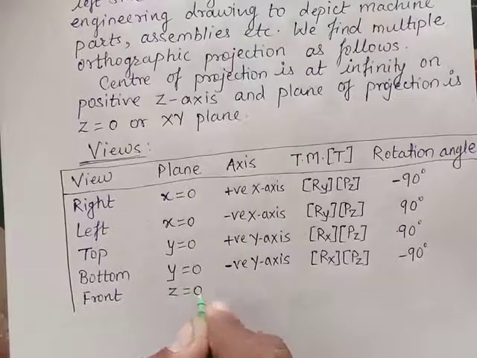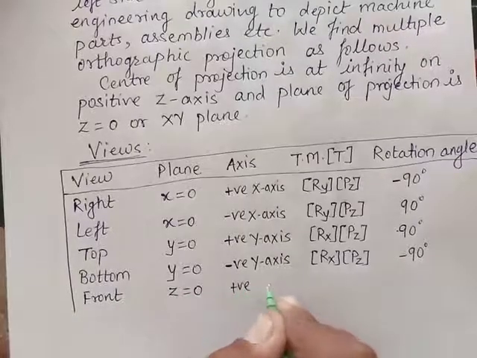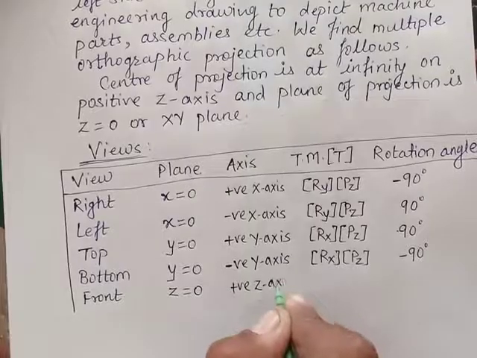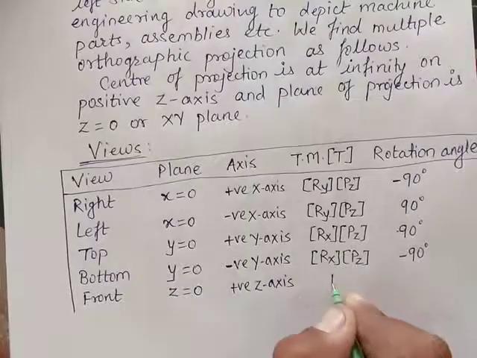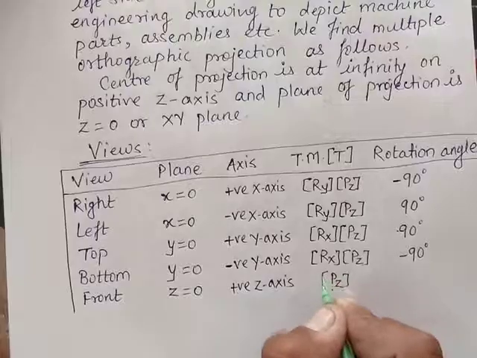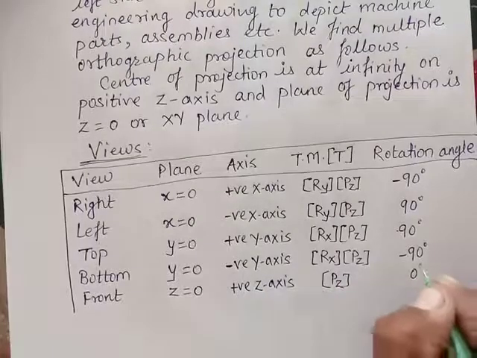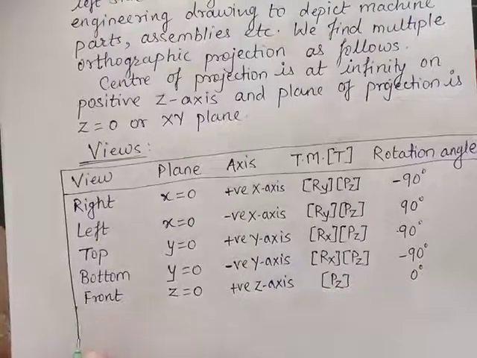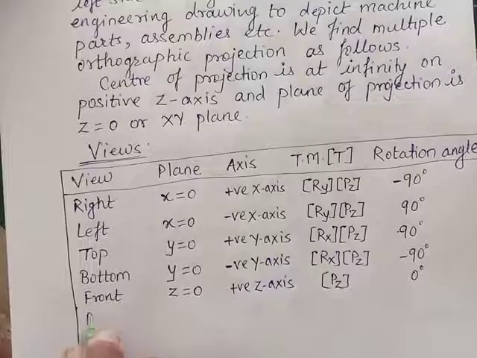Okay, next front, z equal to 0, positive z-axis. So what is the matrix? Simply Pz is the matrix there. Angle of rotation 0 degree.